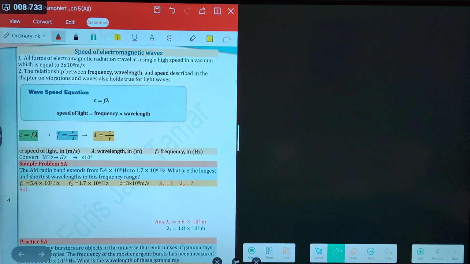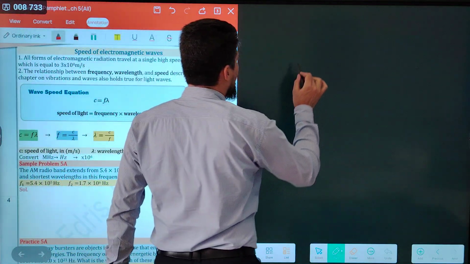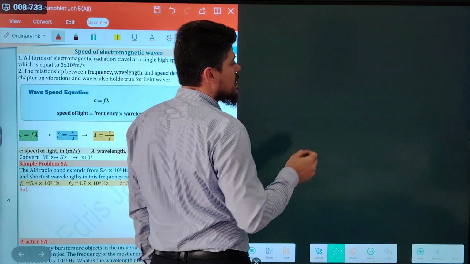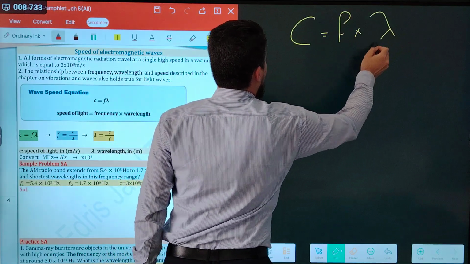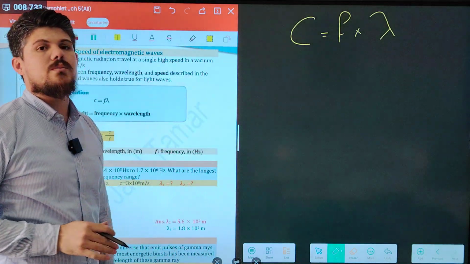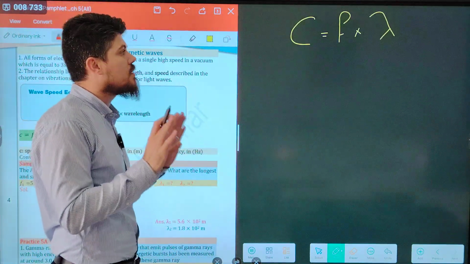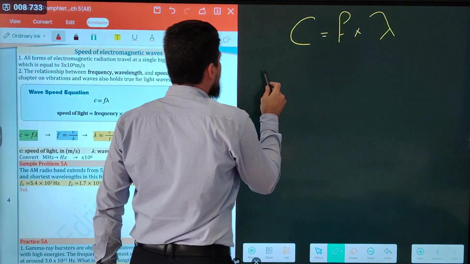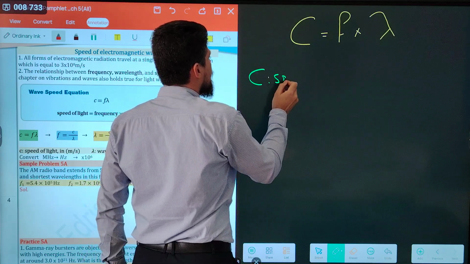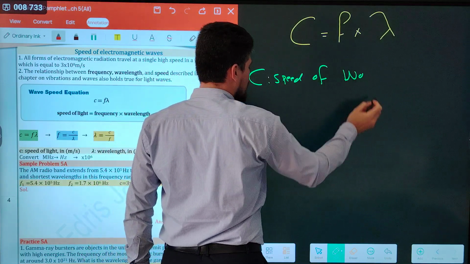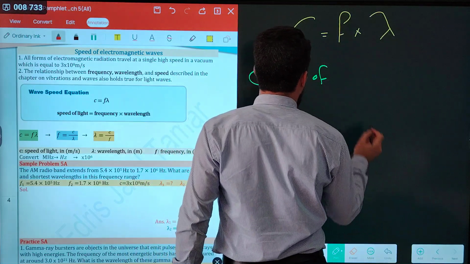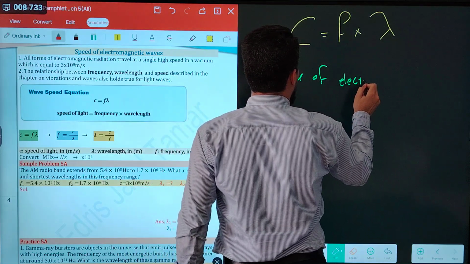Speed of electromagnetic wave. We have an equation to determine frequency and wavelength. c is equal to what? Frequency times wavelength. This is the equation of the electromagnetic wave. What is c? The speed of the electromagnetic wave.